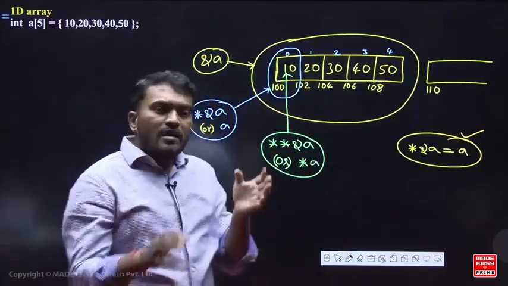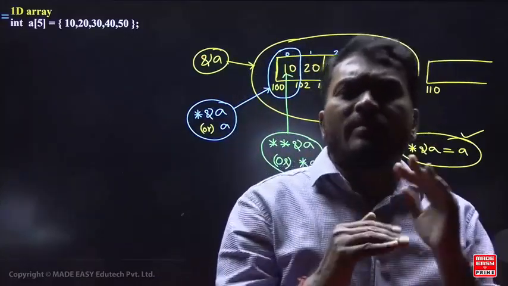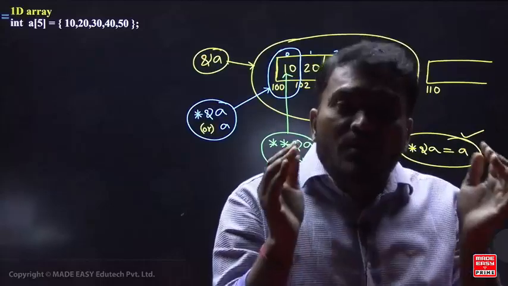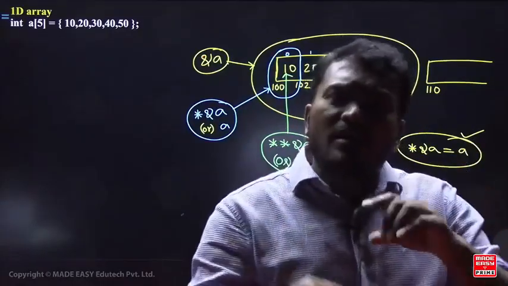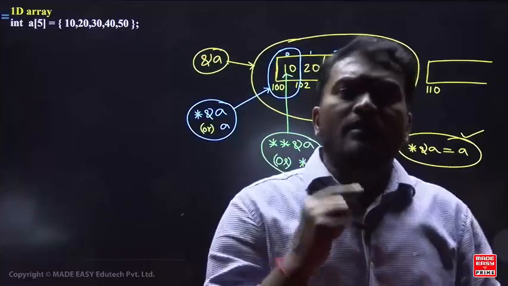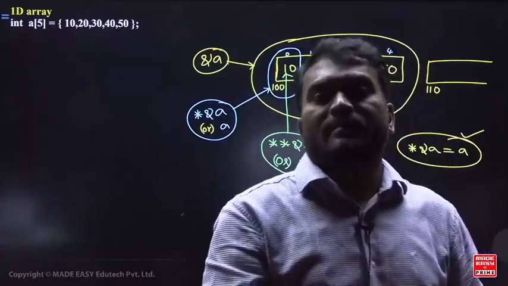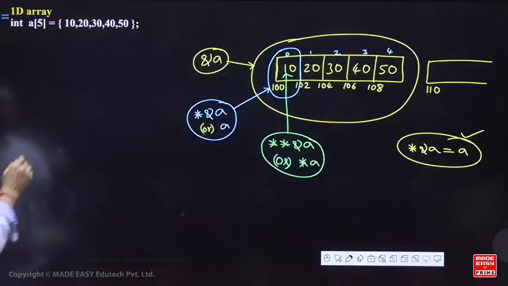Is that clear? So the same thing: whenever you increment a pointer variable, it will increment with respect to the size of the element it is pointing to. If it is pointing to a 1D array, it will jump according to the 1D array size. If it is pointing to an element, it will jump according to the element size. Is that clear? Right. So we will make the complete table.